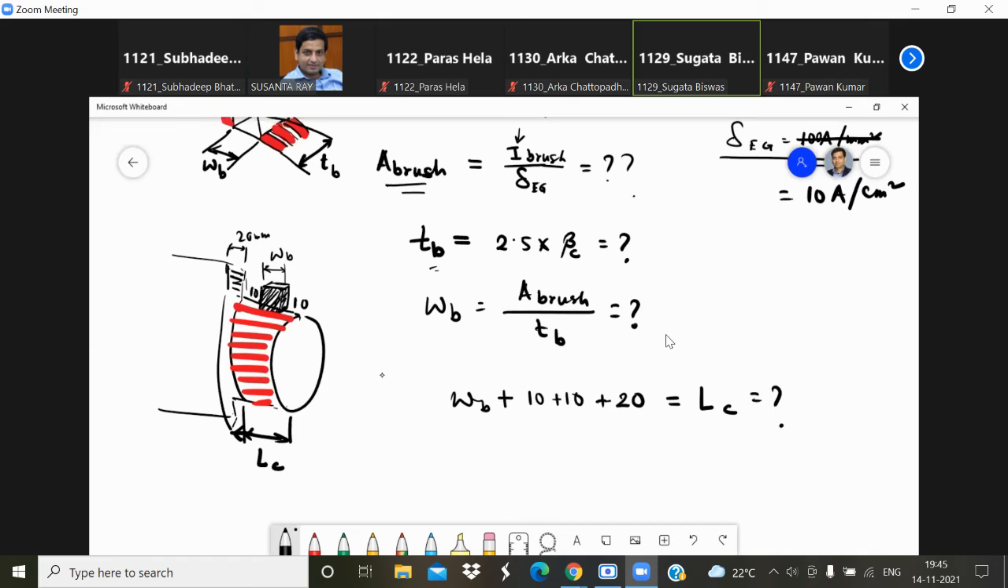Sir, when we are taking the armature current IS, we have to take it, okay, sir, I got it. Okay, sorry, sir.